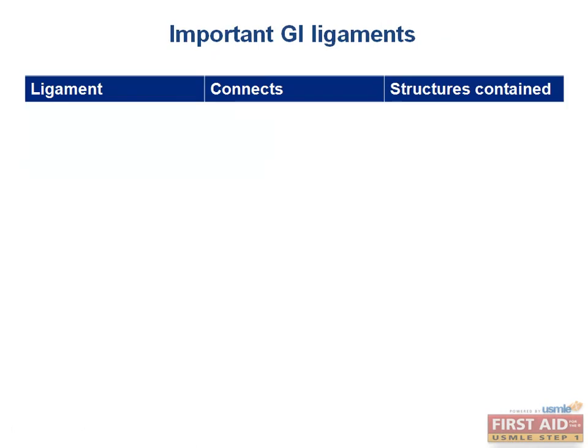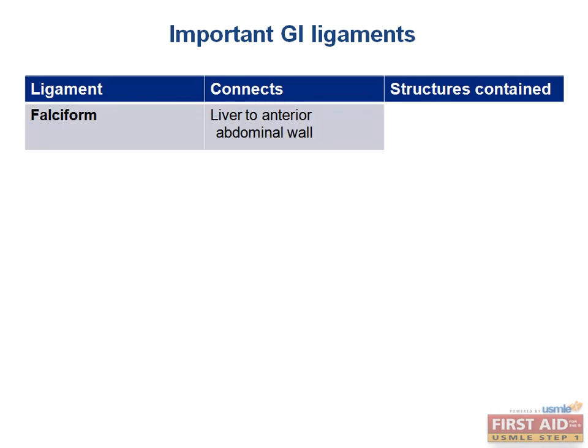Let's go over now some of the important ligaments. The falciform ligament connects the liver to the anterior abdominal wall. And remembering back to embryology, what is the falciform ligament a derivative of? That's right, the falciform ligament is a derivative of the fetal umbilical vein, and it contains the ligamentum teres hepatis.